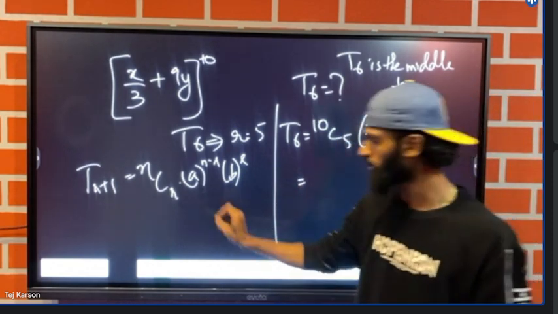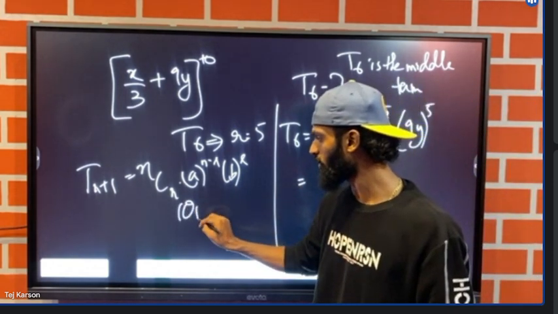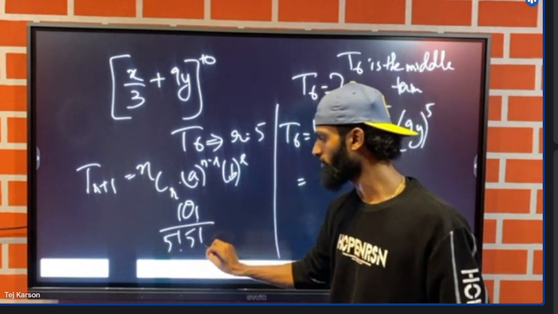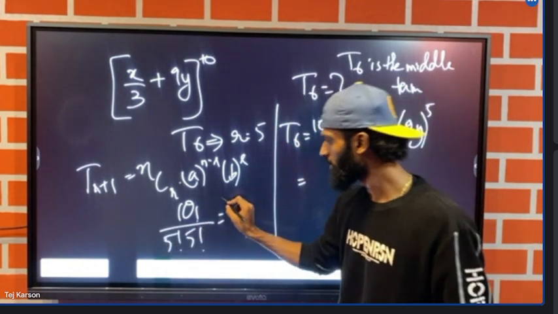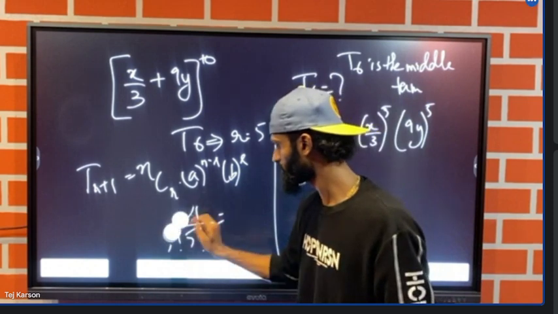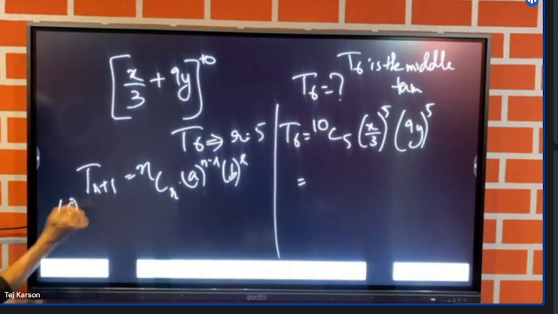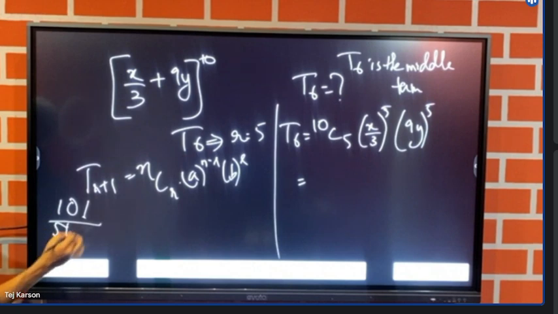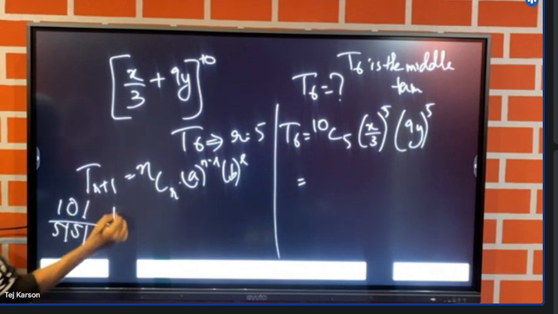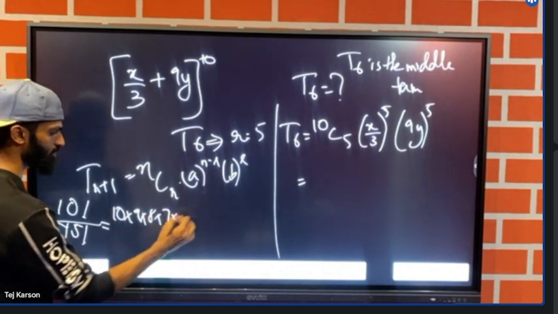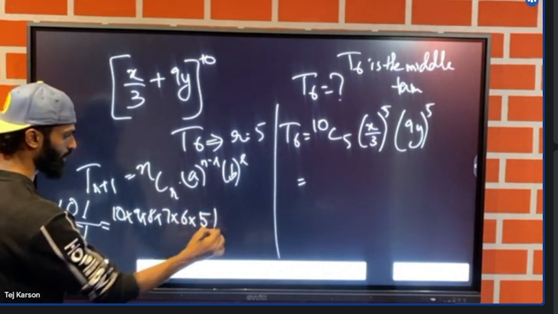10C5. I'll show the calculation here. Very simple it is. 10 factorial divided by 10 minus 5, which is 5 factorial, and R is also 5. That's the answer. So it will be 10 factorial divided by 5 factorial into 5 factorial. Keep going up to 5. 10, 9, 8, 7, 6 into 5 factorial. But careful here.